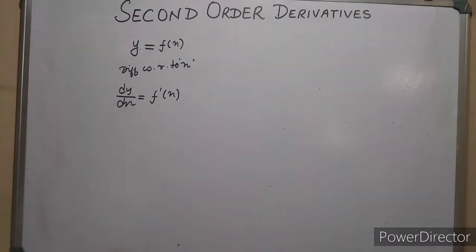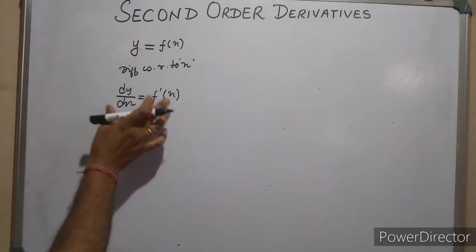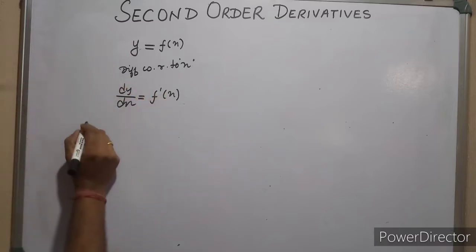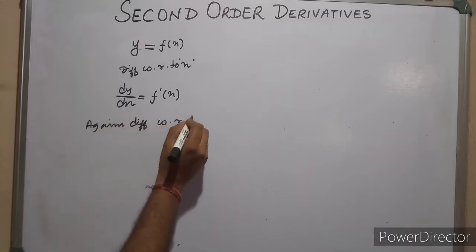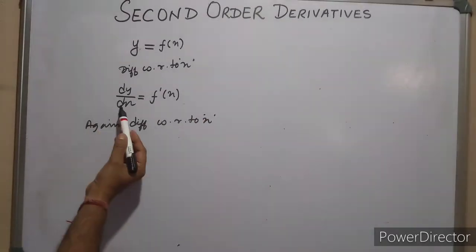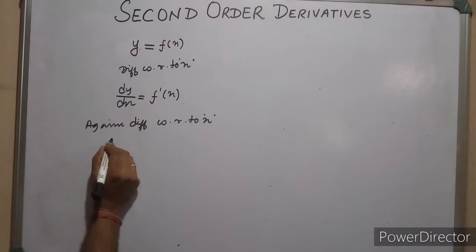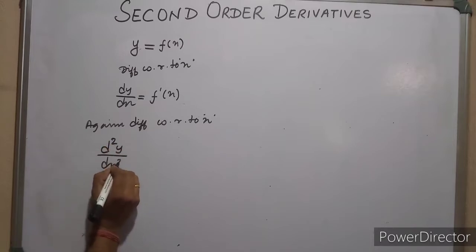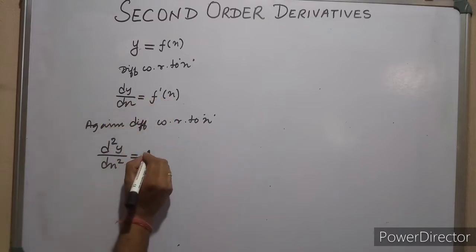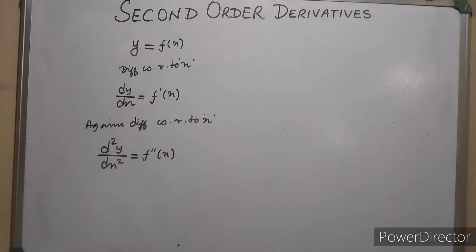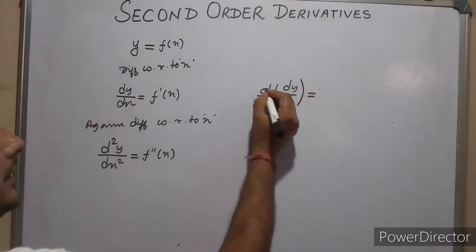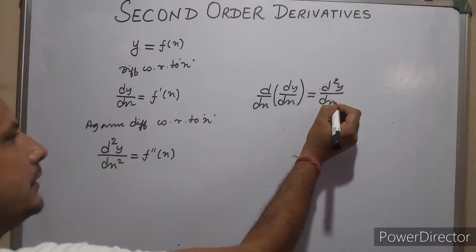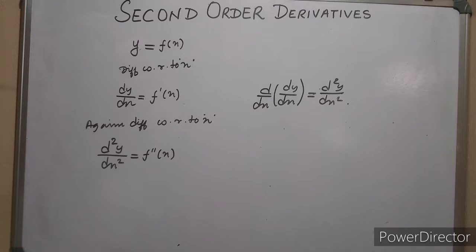Now this one is the first order derivative. Now if you differentiate the first order derivative, you'll get the second order derivative. Then I'll write again, differentiating with respect to x. Now dy by dx with respect to x means we'll write d2y by dx square, and the derivative of f dash x will be f double dash x. Now you can say the derivative of dy by dx with respect to x is actually d by dx of dy by dx, that is d2y by dx square, or you can say d square y by dx square.